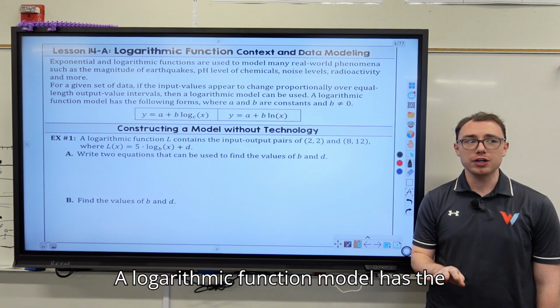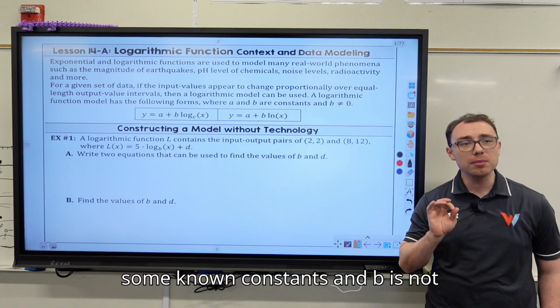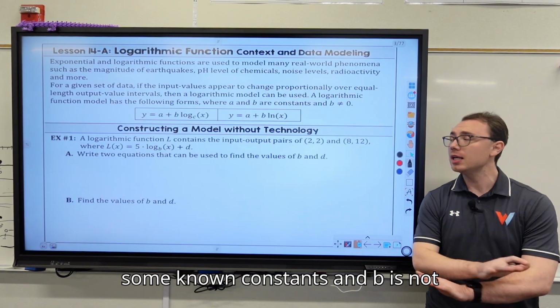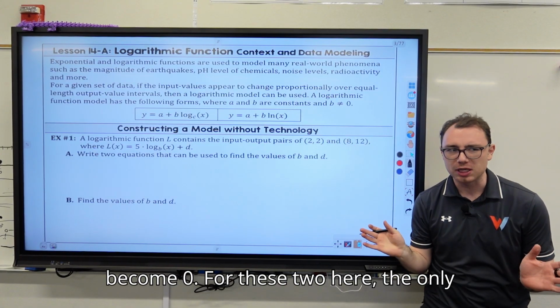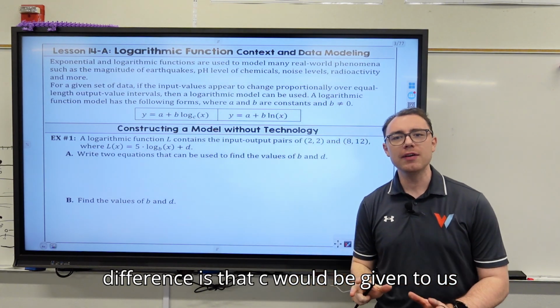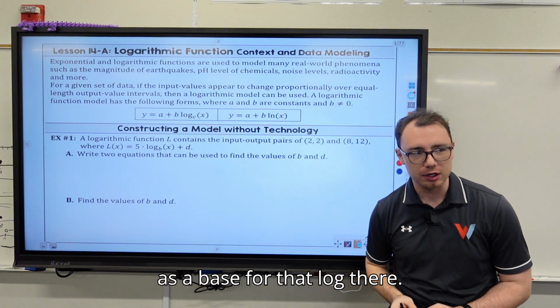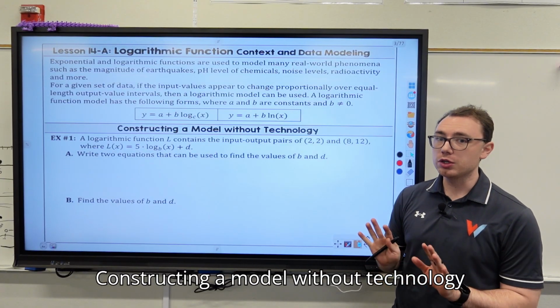A logarithmic function model has the following forms where a and b are some known constants and b is not equal to 0. Because if b was equal to 0, the log and natural log would just also become 0. For these two here, the only difference is that c would be given to us as a base for that log there. Constructing a model without technology first.